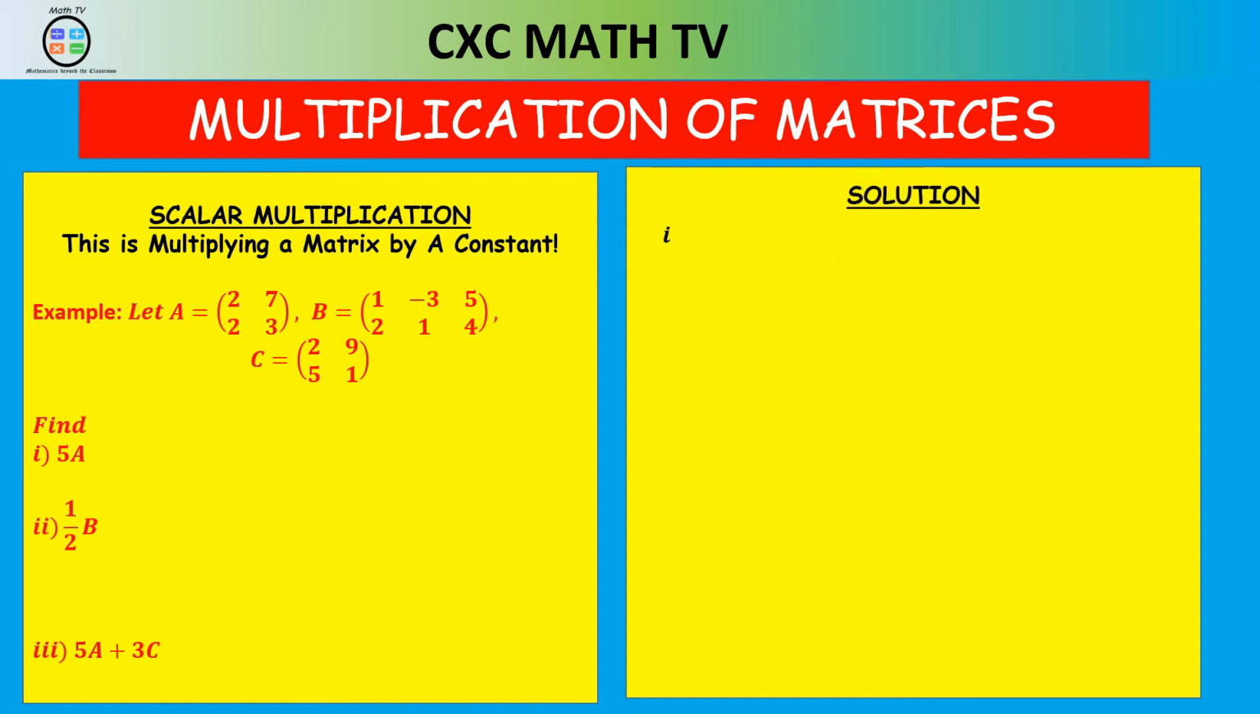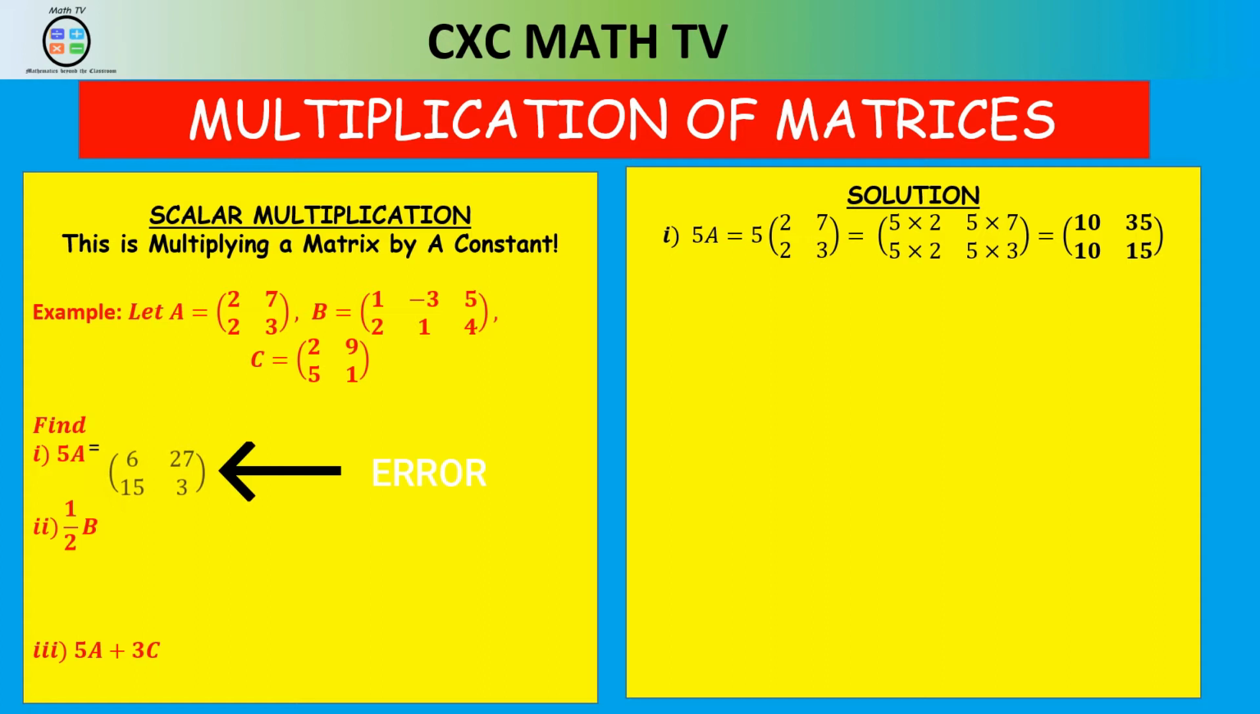Number 1. To find 5 times A, we're going to multiply all the elements inside of matrix A by 5. So it's 5 times 2, 5 times 7, 5 times 2, 5 times 3. That gives us 10, 35, 10, and 15. And so 5 times A works out to be 10, 35, 10, and 15.